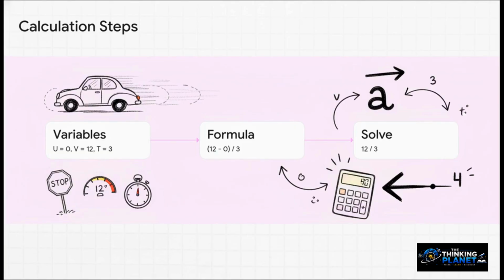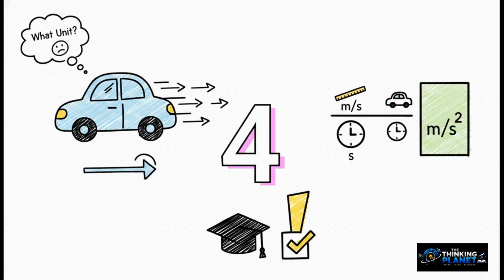Step 2. We plug these numbers directly into our acceleration formula. So a equals v minus u divided by t. That gives us 12 minus 0 all divided by 3. And step 3, we simply solve the arithmetic, 12 divided by 3. Which brings us to our final mathematical answer, 4.